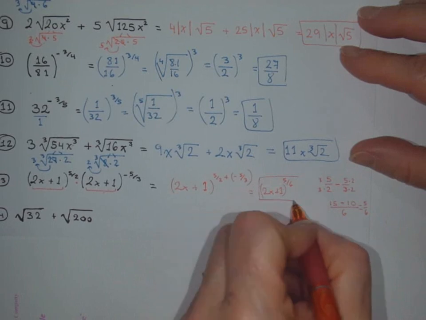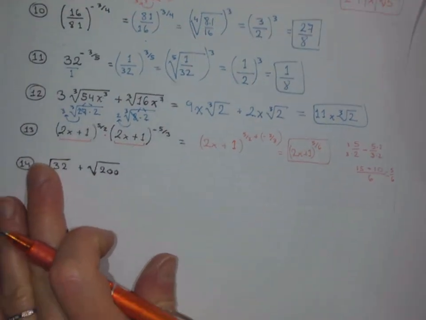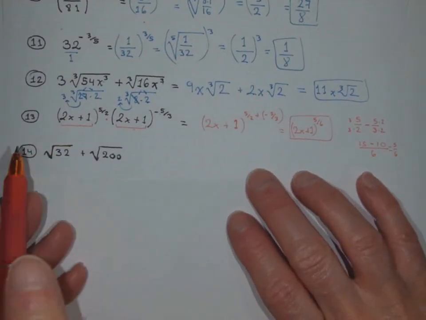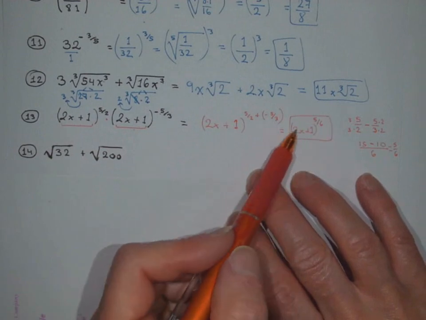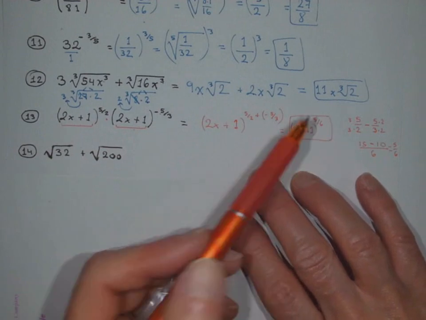And I'm going to keep this like that. I'm not going to change anything more. Because that's a binomial, I cannot distribute an exponent over a plus or a minus, right? We cannot do that.